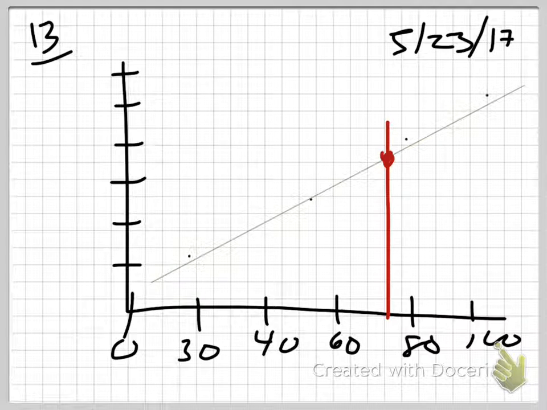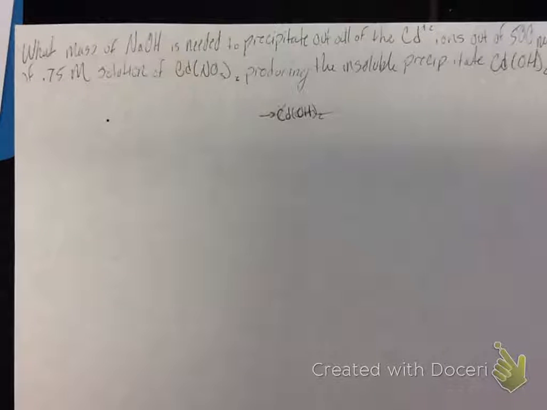Okay. What I have for you next for our crazy example problem is one that was a late in the year, or maybe early in the year Chem 2 question that somebody had at a different school from another chem teacher. I saw the problem and thought, I want to save that, because it pairs up a lot of stuff that we would do. The problem goes like this. What mass of sodium hydroxide is needed to precipitate all of the cadmium ions out of 500 milliliters of 0.75 molar solution of cadmium nitrate, producing the insoluble precipitate cadmium hydroxide?